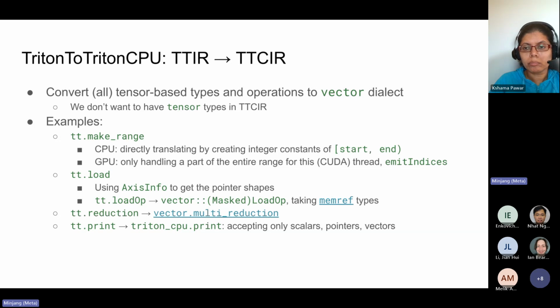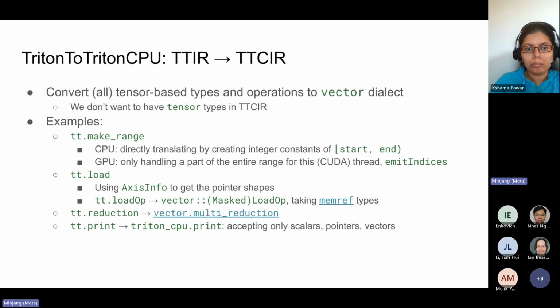So we are using the access info to get the contiguity and the stride information to get the vector size. Once you know the vector size, we are lowering the TT load operation to the vector masked load operation, which is taking a memory reference type. Similarly, reduction is also lowered to the vector reduction at this time.